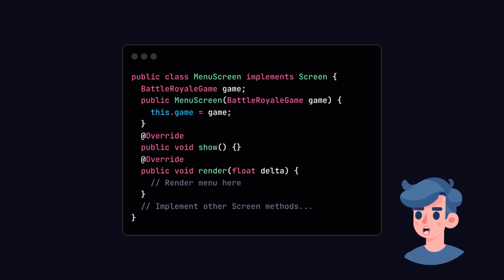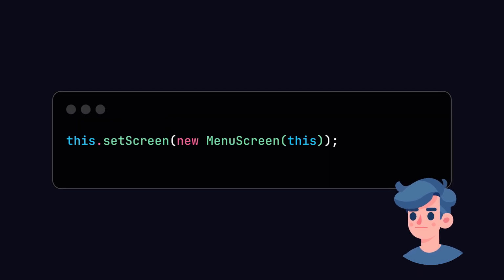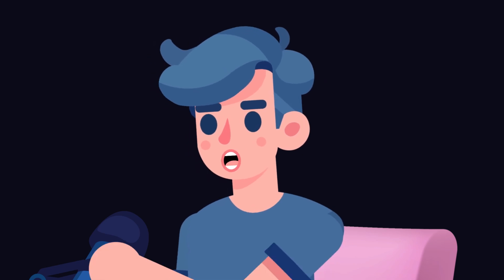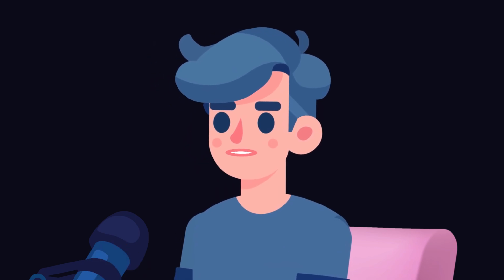Let's create a simple menu screen. Next, configure your game to use the menu screen when the game starts. In the create method, let's switch to the menu screen. Now we need to start working on our 3D environment. First, we will create a basic 3D model for our terrain.